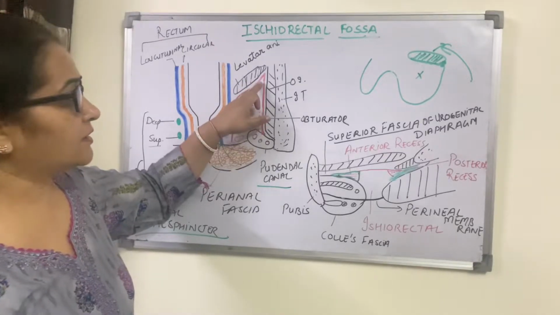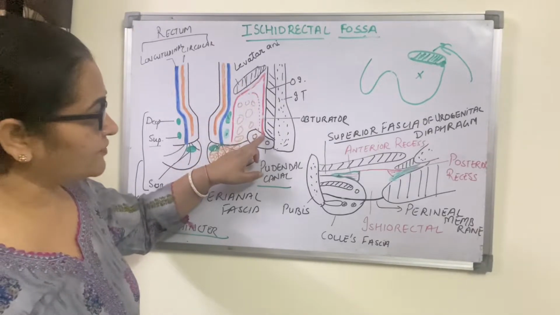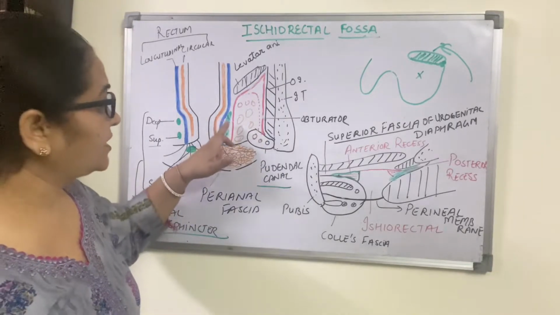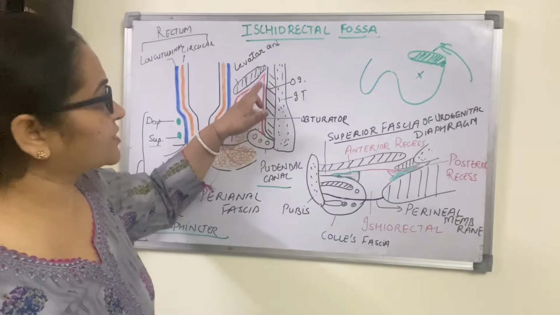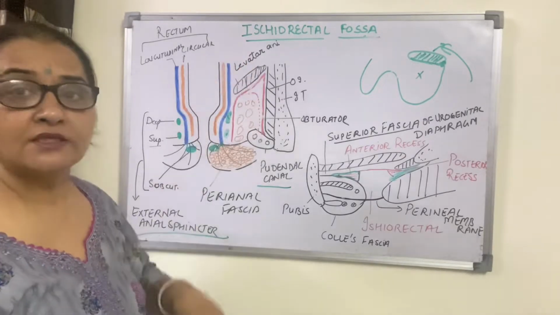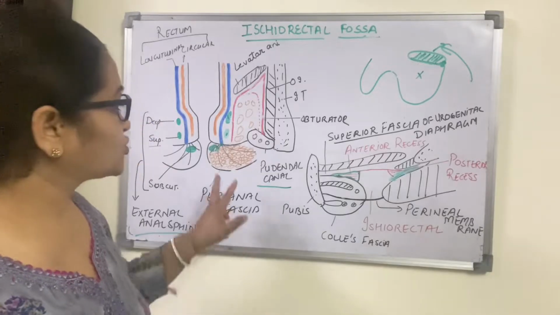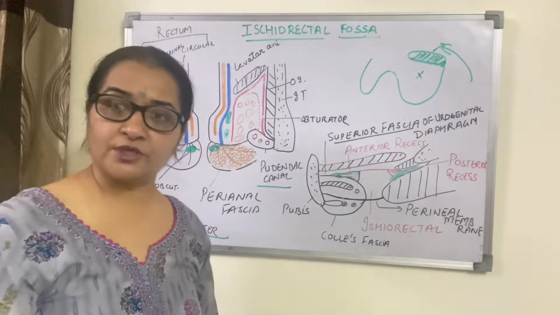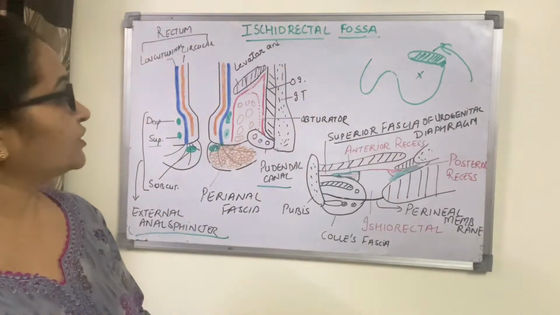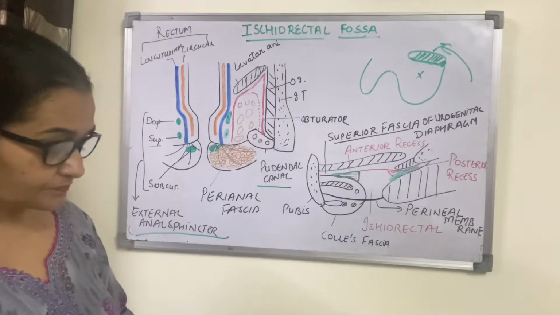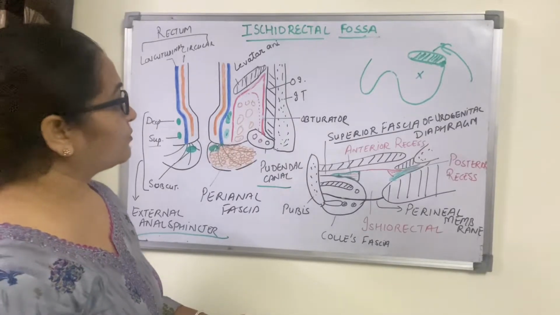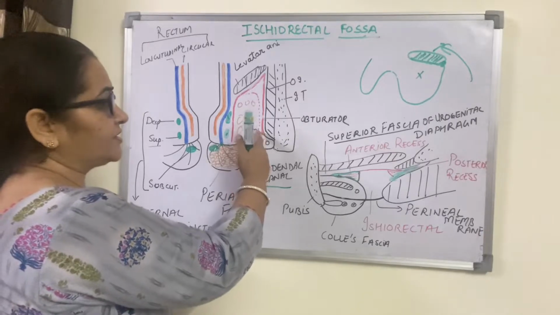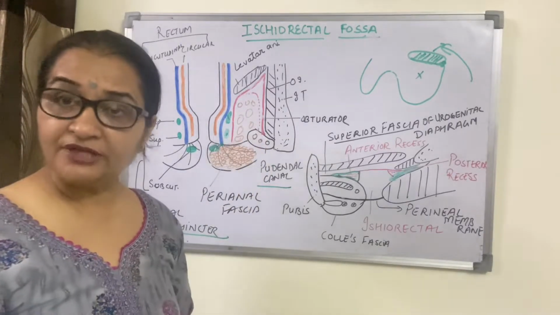This apex is formed by the fascia covering the obturator internus laterally, and on this side it is the fascia covering the under surface of the levator ani muscle. So the meeting point of these two fascia is known as the apex of the ischiorectal fossa. Now coming to the lateral wall of this fossa. The lateral wall, as I have told you, is formed by the fascia covering the obturator internus.